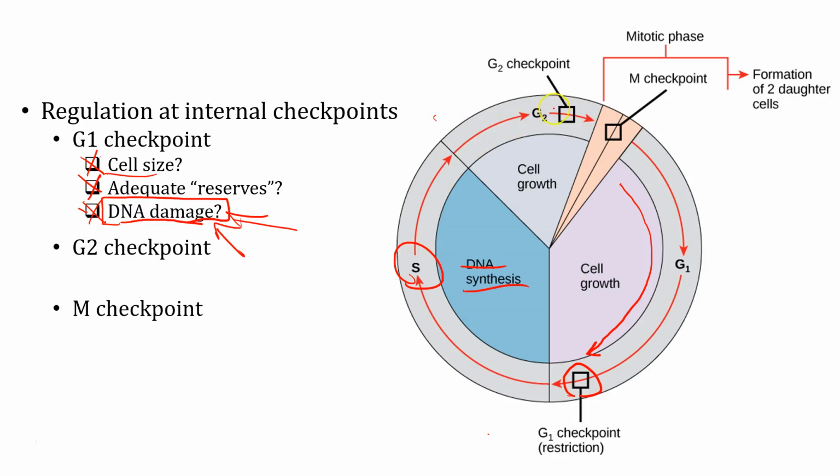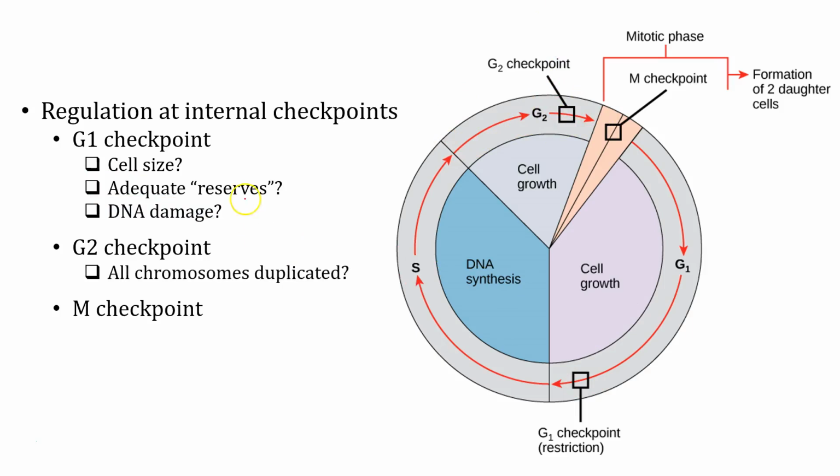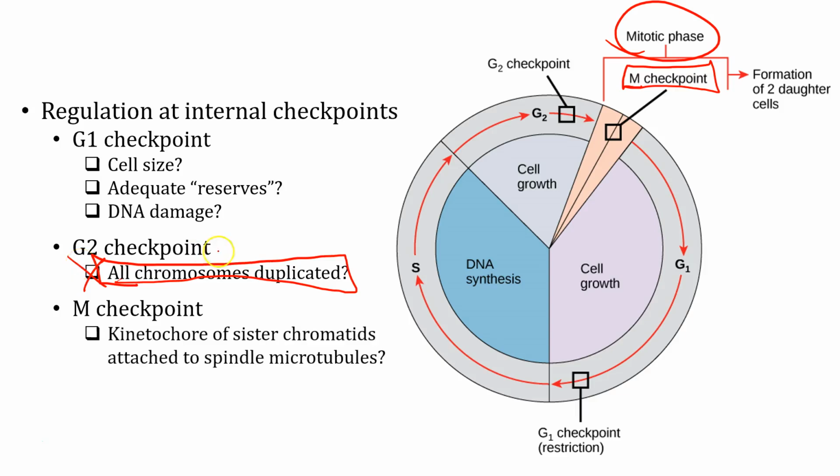So then after the S phase, we enter the G2 checkpoint, and basically the cell is wondering if all of the chromosomes were successfully duplicated. And if they were, great, we'll proceed to the mitotic phase, and in that is the M checkpoint, what's called. Basically, the big criteria here is to make sure that the kinetochore of sister chromatids, each and every single kinetochore, is attached to a microtubule.